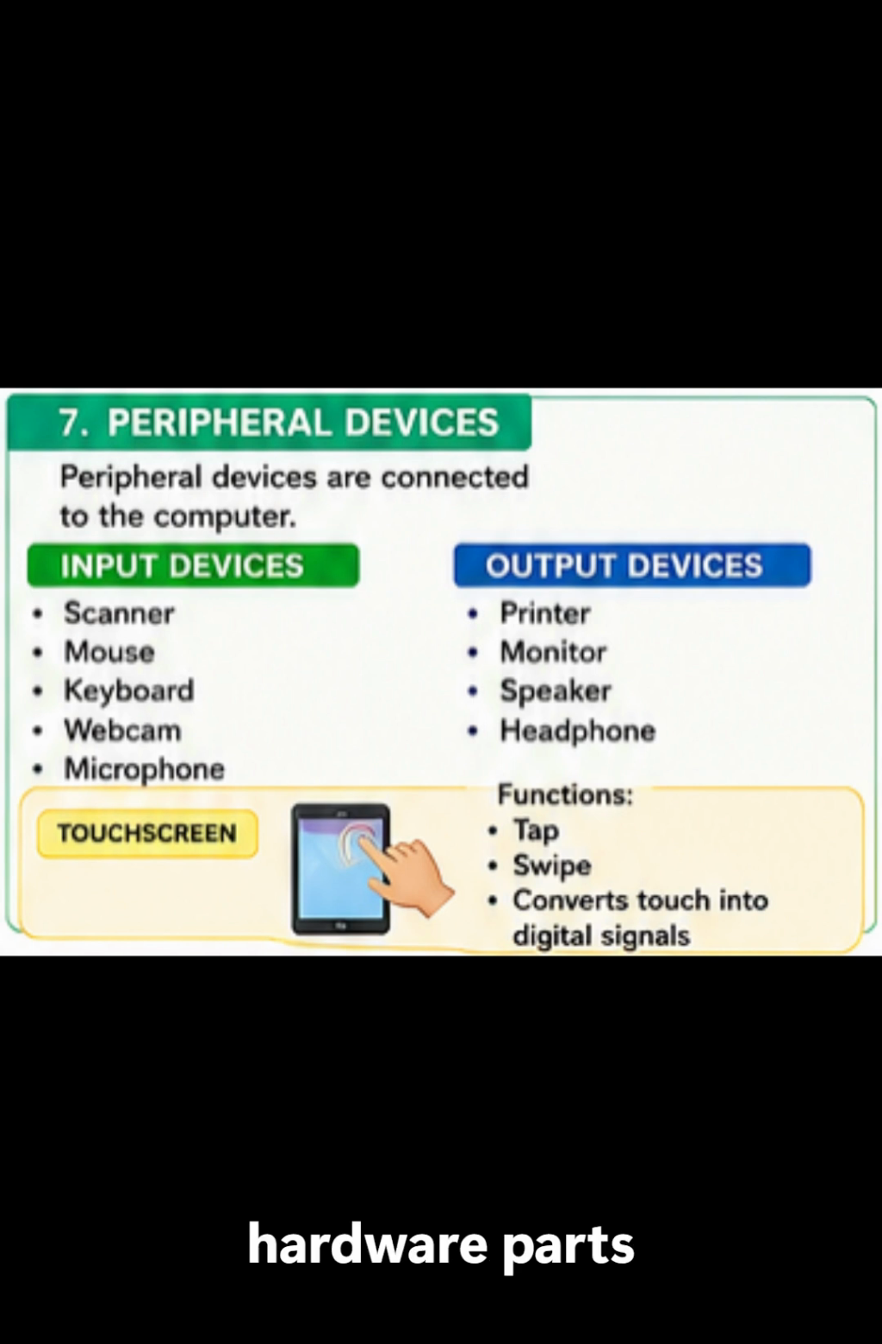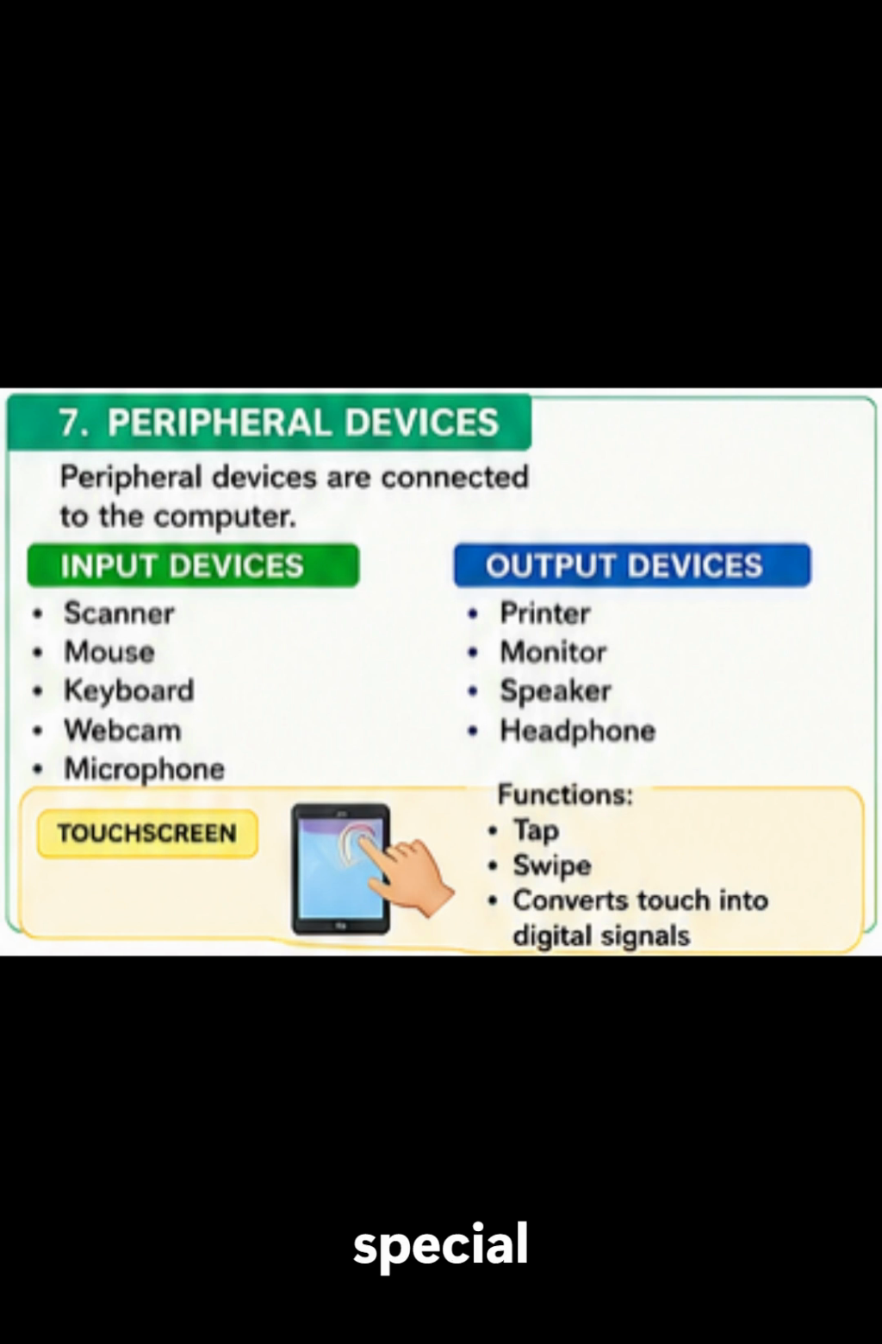These are external hardware parts connected to your computer. They are split into two groups. Input devices send data into the computer, like your scanner, mouse, keyboard, webcam, and microphone. On the flip side, output devices show or play the results out to you, like your printer, monitor, speaker, and headphones.